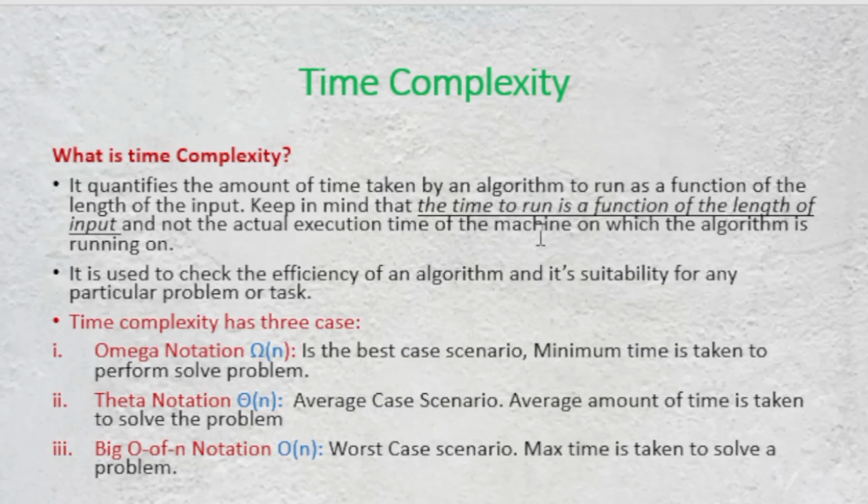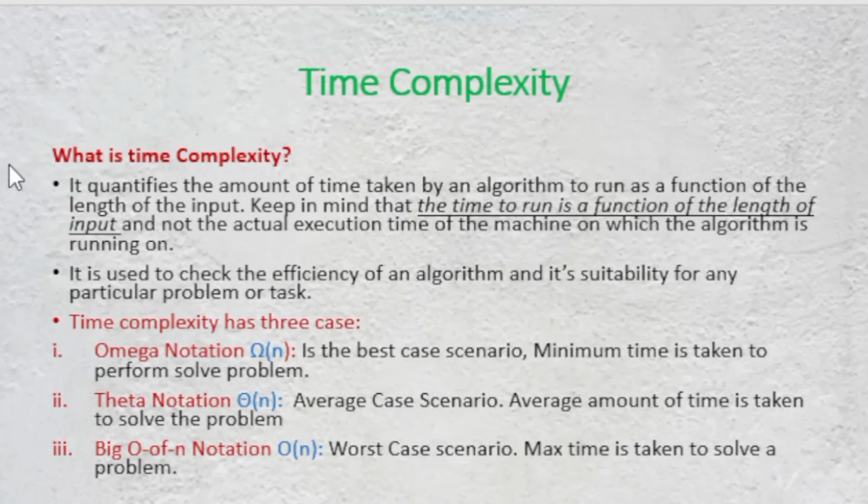Now next we have Big O notation. It is one of the most used notations for representing time complexity, right? It basically represents the worst case scenario in time complexity, in which an algorithm takes the maximum amount of time to solve a problem or to perform a task, right?